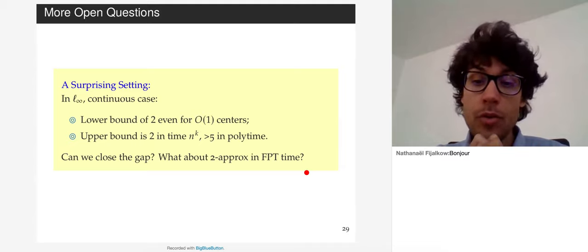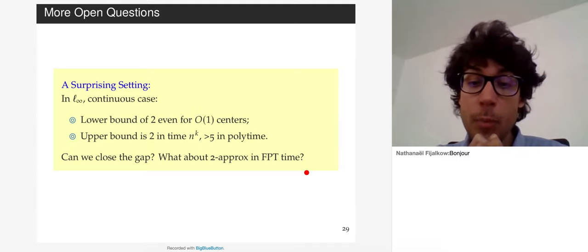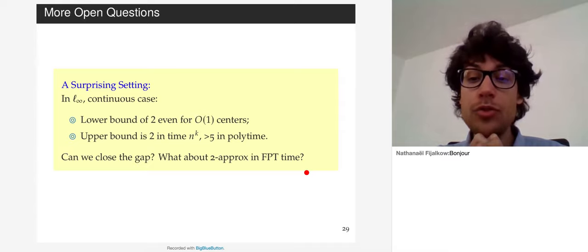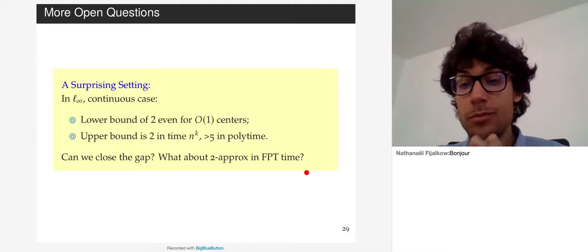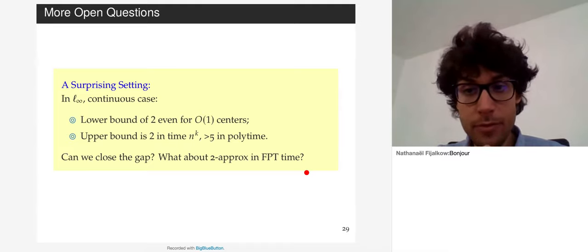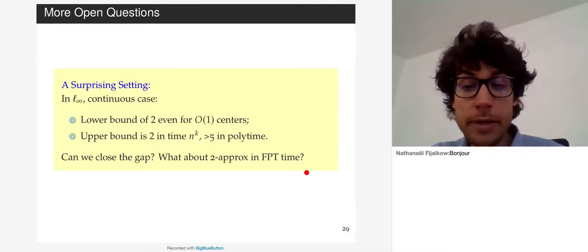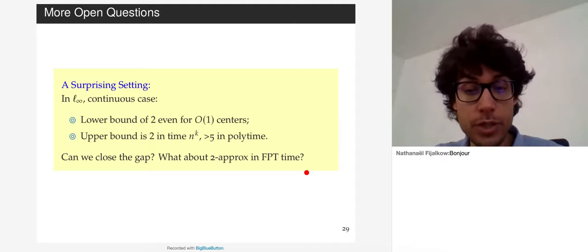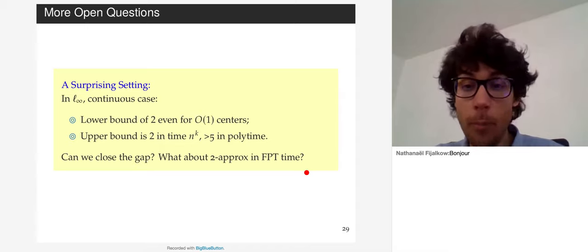And we have an upper bound of 2 in time n to the k. And if we want polytime, we only know how to go higher than 5. So can we close the gap? Can you get a 2 approximation in FPT time for the continuous setting in L infinity? Or better than 5 in polytime? That would be an interesting question.